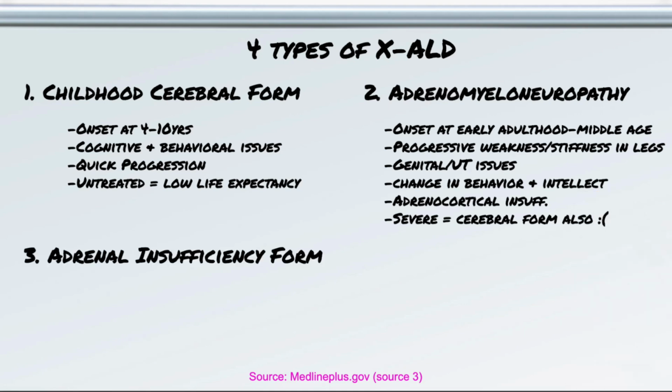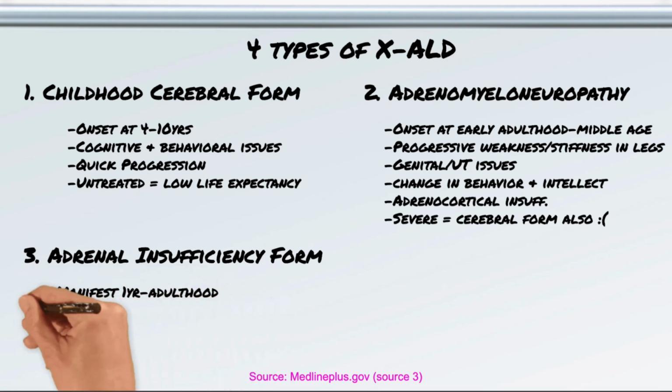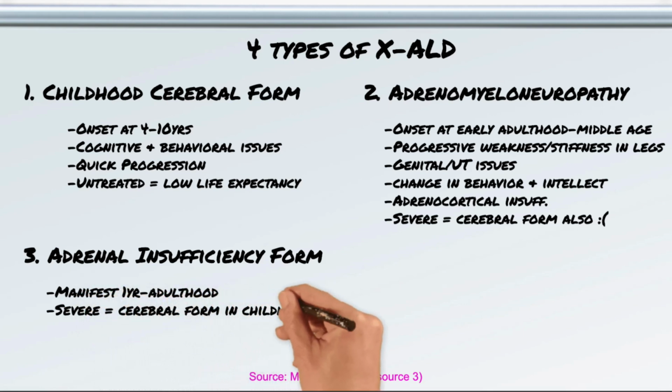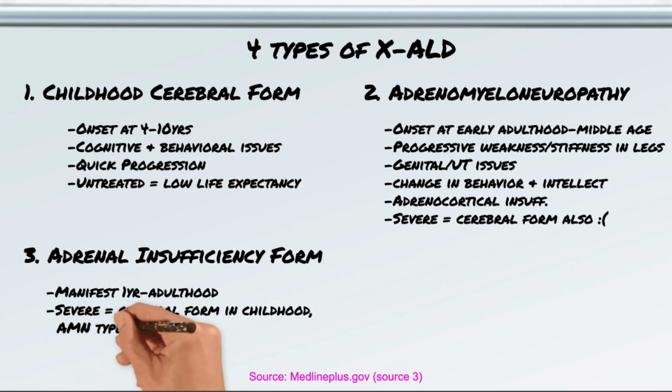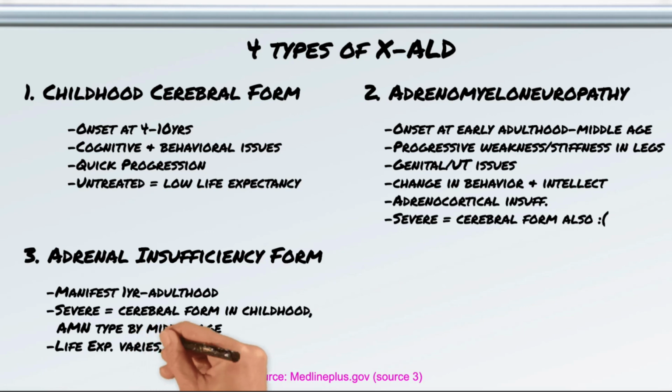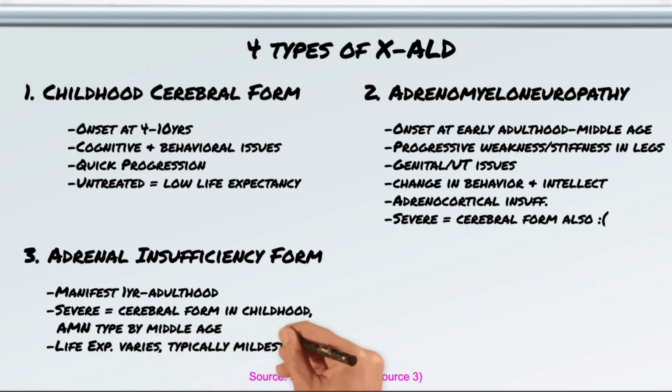The third type is called the adrenal insufficiency form. This can manifest any time between 1 year and adulthood. Most affected individuals develop cerebral type features in childhood or adrenomyeloneuropathy type by middle age. Life expectancy really depends on severity, but this type is typically the mildest.